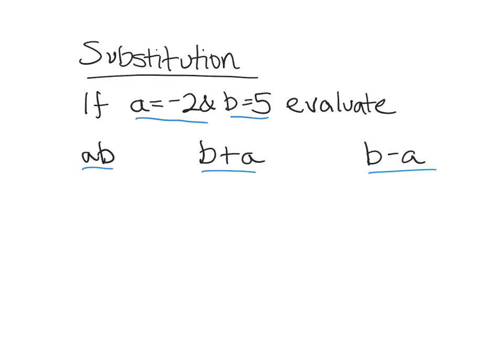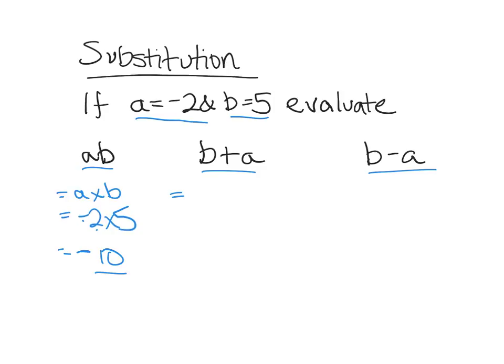So AB, well AB is a times b. Now if a is equal to minus 2 and b is equal to 5, then we can say, well, a minus times a plus is a minus, and 2 times 5 is 10. So AB is equal to minus 10.